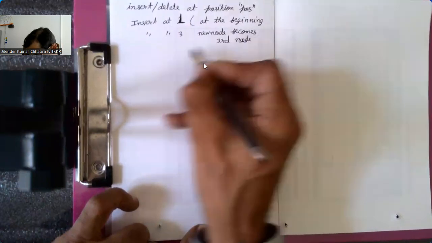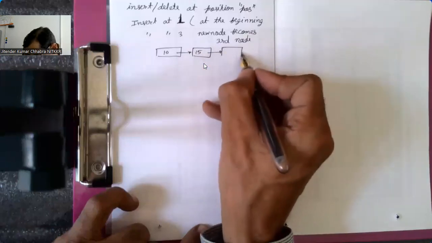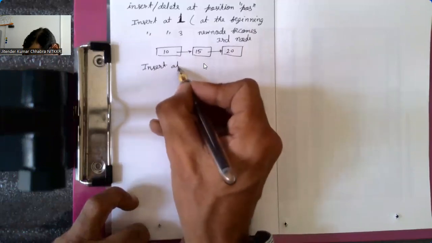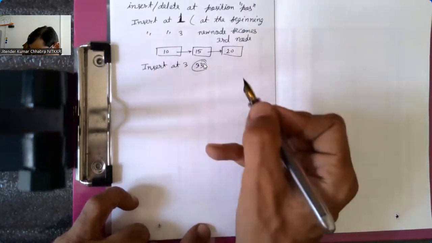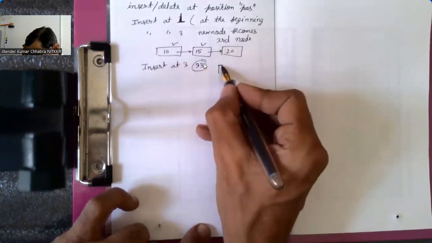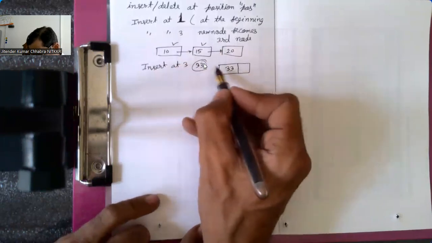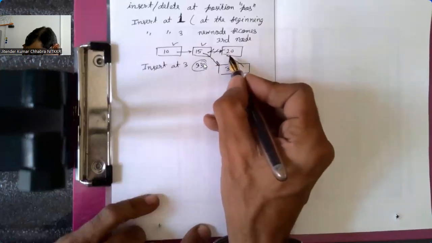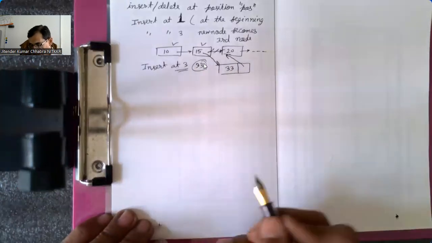For example, if I have here 10, here 15, here 20, and let's say insert at 3 some value, let's say 33 to be inserted. That means this is your node position 1, node position 2. So I want a new node to be created, 33 to be inside this, and this should become position 3. That will effectively mean my list should become like this. So this will become my position 3.